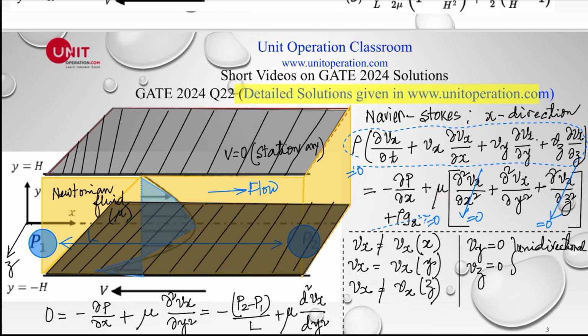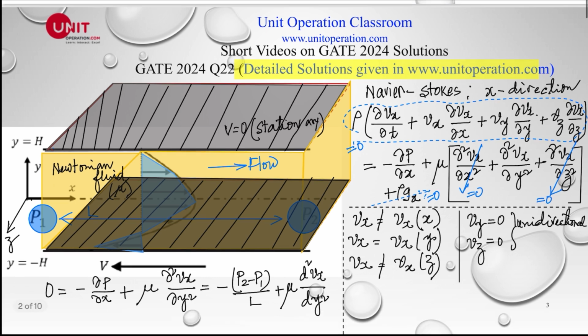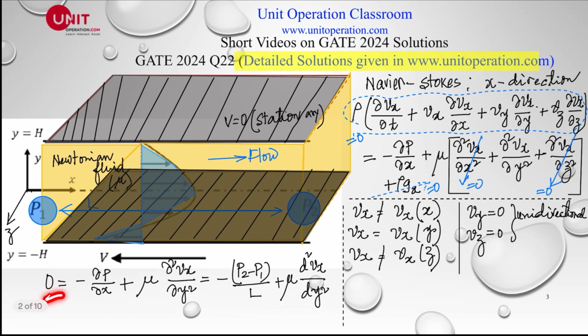Since Vx is not a function of x, this second derivative would be equal to 0. This term, of course, will remain since Vx is a function of y. Again, Vx is not a function of z, so this term would be equal to 0. So what we are left with is, as I said, the entire substantial derivative is equal to 0. So the entire left part is equal to 0.